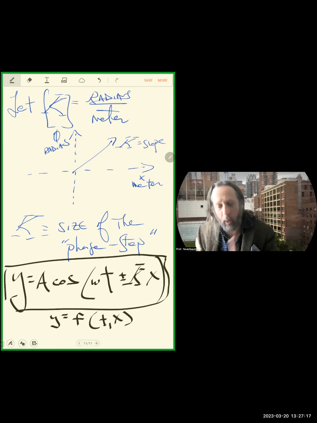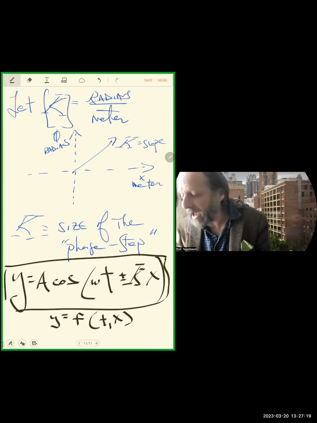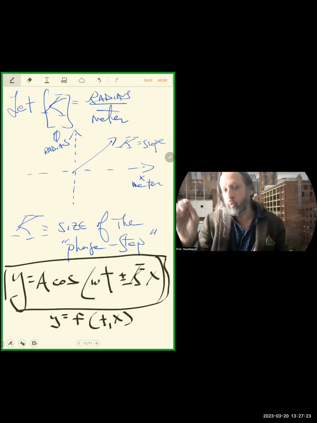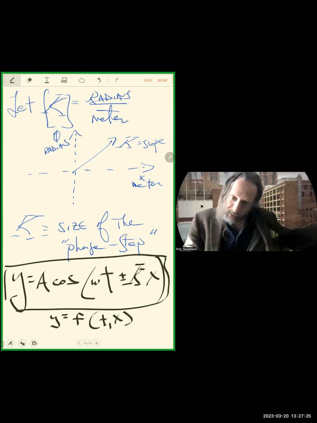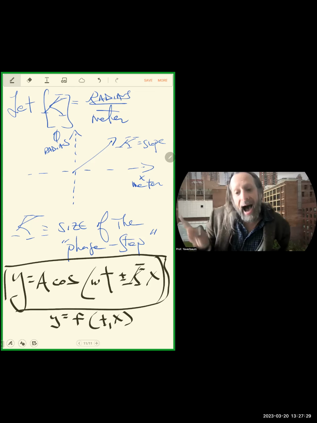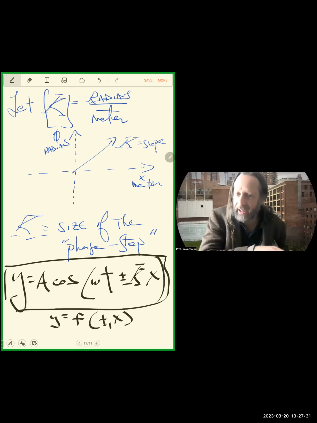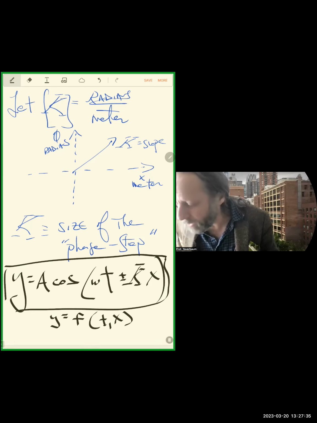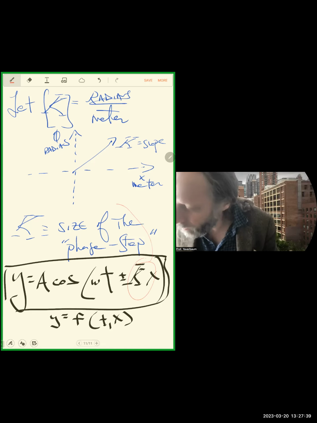But what you know, and what hopefully brings us full circle, is this number K that I just defined, which is radians per meter rather than radians per second. This K, which is telling us how the cosinusoidal oscillations are staggered in space, is also known from lab as the angular wave number.